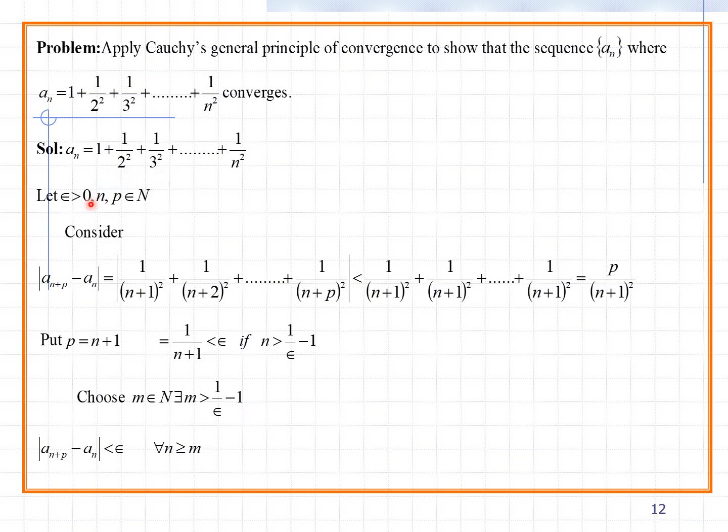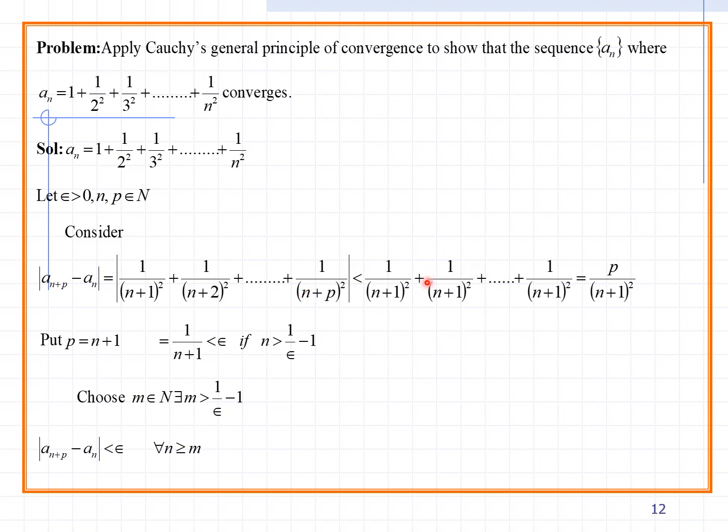So let epsilon greater than 0, n, p belong to N. Consider, what is the condition of a Cauchy sequence? Modulus an plus p minus an. Since an is already given, in an plus p you can write n replaced by n plus p, whatever it is. You can write like this sequence.